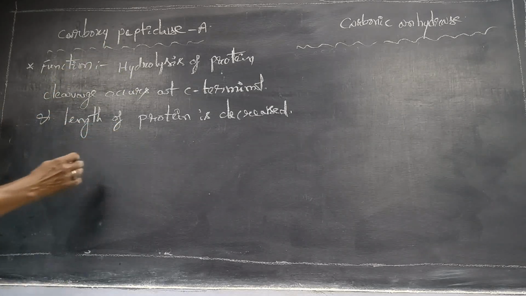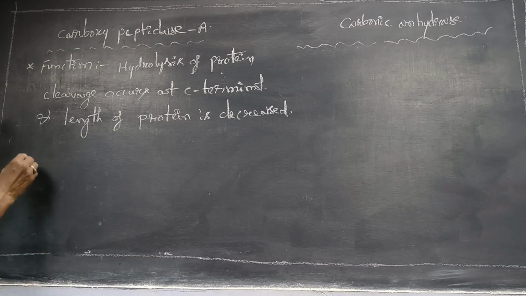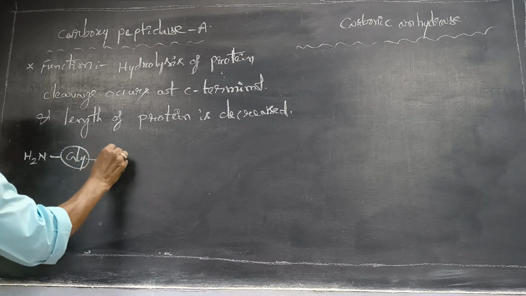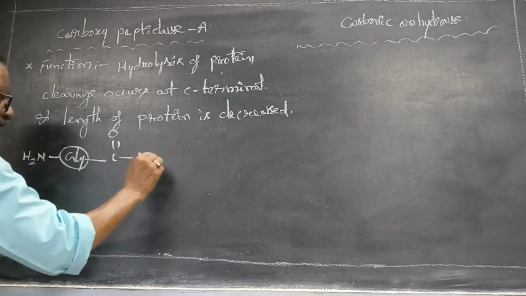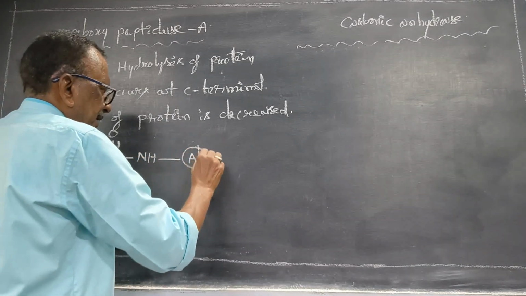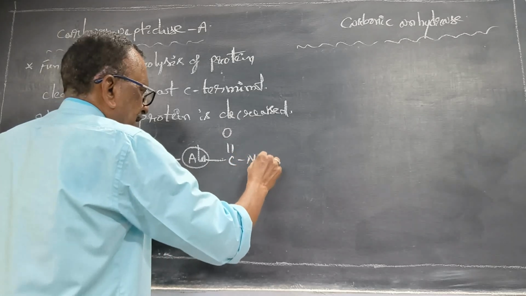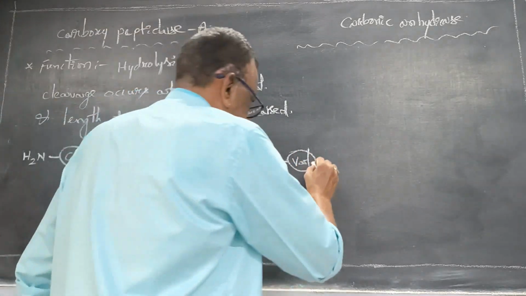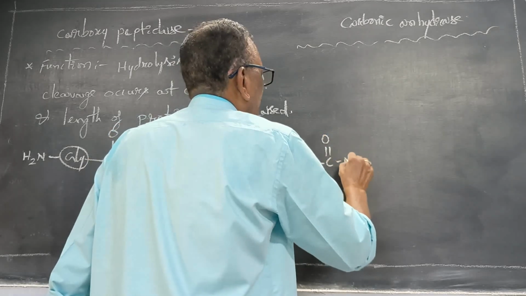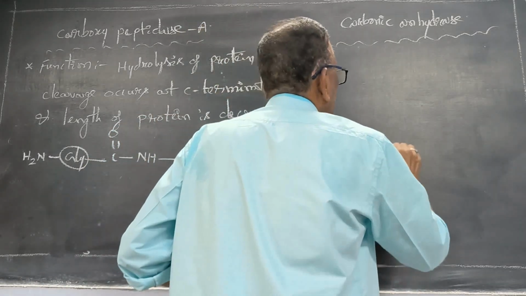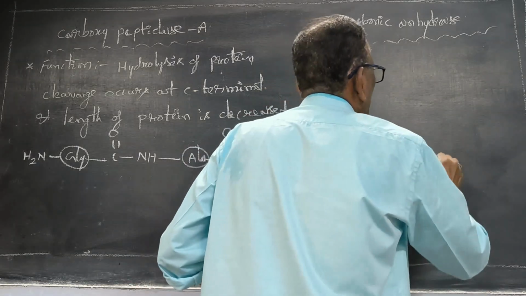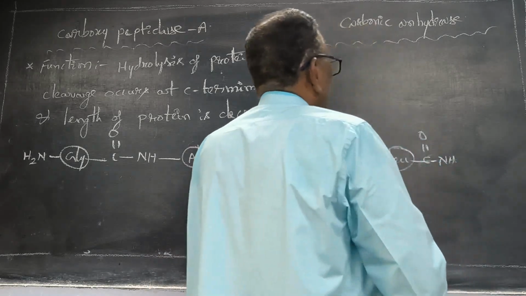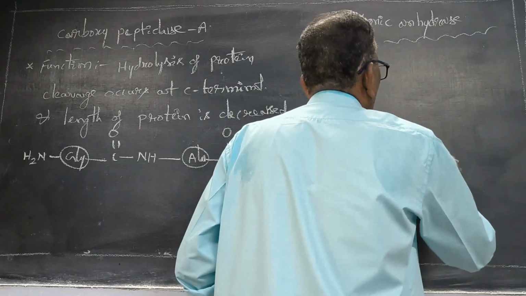And here we represent the protein families. Now NH2, I will take glycine, then it must have a peptide bond, NH, then I am taking alanine, then a CONH peptide bond, then valine, C double bond O, NH, then leucine, CO, NH. Let us make this one COOH.